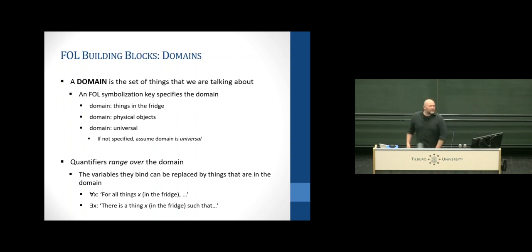And a domain is a set of things that we're going to talk about, a set of individuals in some sense of individual. And an FOL symbolization key specifies the domain. So it could be the things in the fridge. It could be all physical things. It could be universal, literally everything. Some might claim that those are the same domain, but I'm happy to allow for at least the possibility. There's a gap there. All the people who are in the class, all the people who are in this room right now.